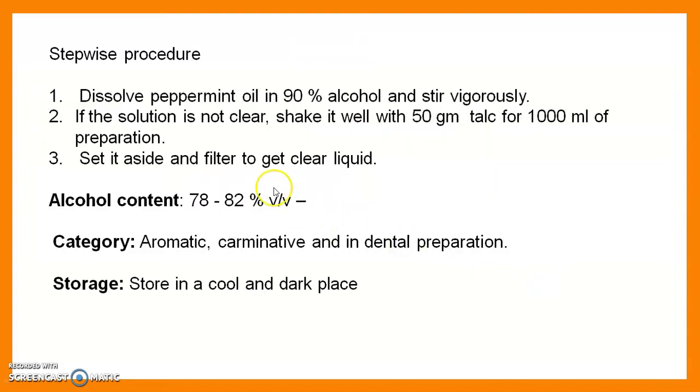Then we move towards the stepwise procedure. Stepwise procedure involves: dissolve the peppermint oil in 90% alcohol and stir vigorously. If the solution is not clear, shake it with 50 gram of talc for 1000 ml preparation. We should calculate the quantity of the talc. Here 50 gram is given for 1000 ml, but we require 20 ml, so our quantity will be little, only 1 gram. Then set aside and filter to get the clear liquid.